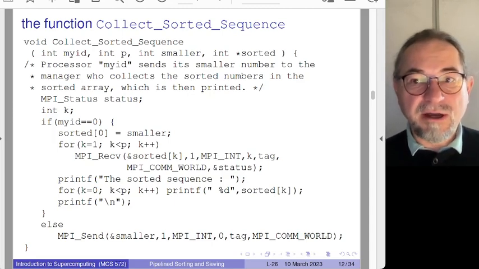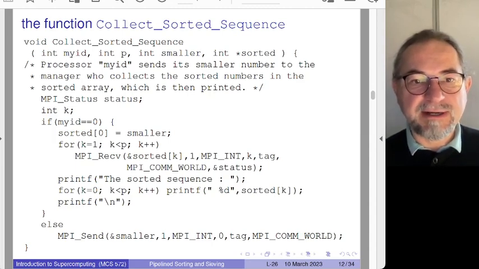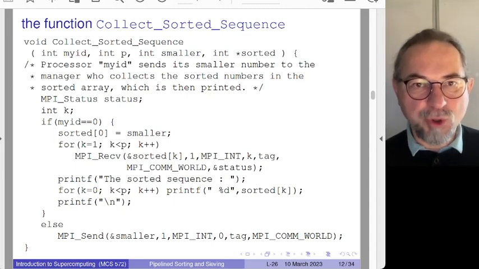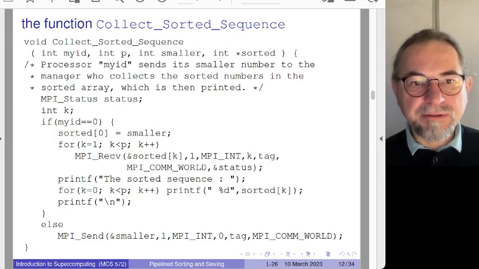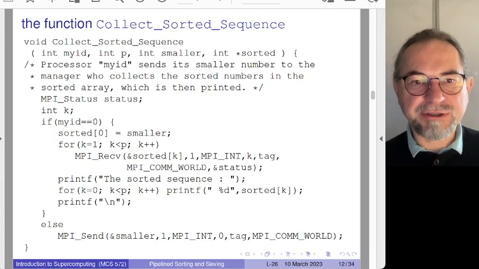Okay, so then the last is the collection. This is a classical send and receive sequence. This program is executed by P processors. There is only one send here, but note that this send is executed P minus 1 times. And this matches the P minus 1 receives in the loop. So this is the classical manager-worker collection with a linear gathering.